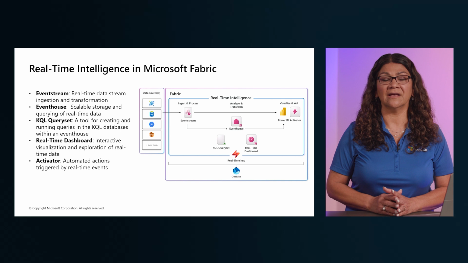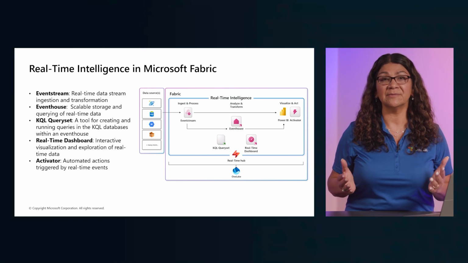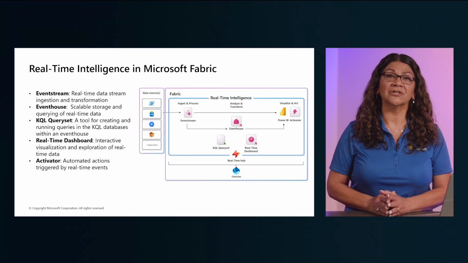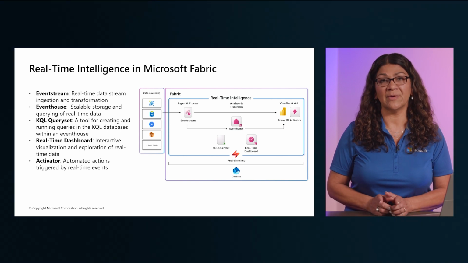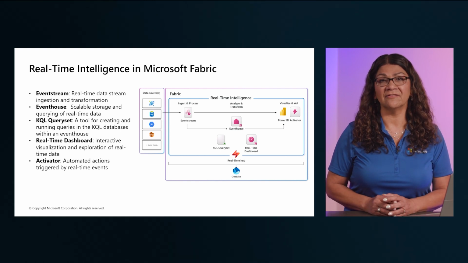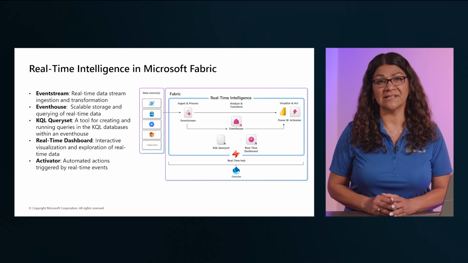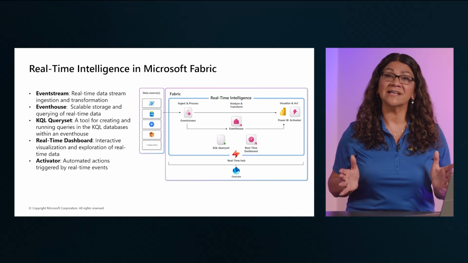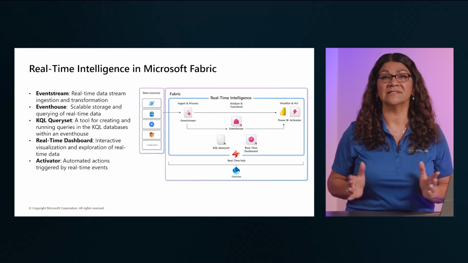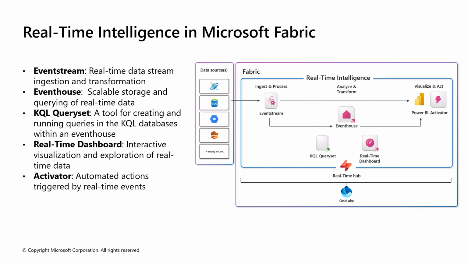Using Microsoft Fabric real-time intelligence, you can create an event stream to capture, transform, and ingest real-time data from various streaming sources. Store captured real-time data in an event house, which includes one or more KQL databases. Query and analyze data in the event house by using KQL queries organized in a KQL query set, and visualize real-time data in real-time dashboards and by using Power BI. Lastly, you can configure alerts that use Activator to trigger automated actions.